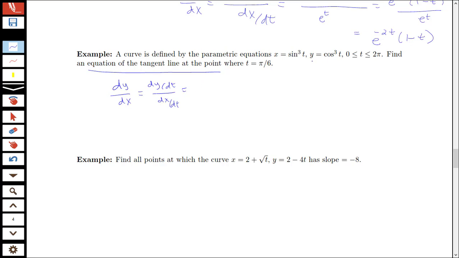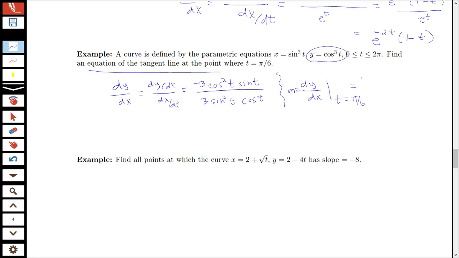My dy/dt is going to be the derivative of this cosine cubed, so I'm going to have to use the chain rule there. That's going to be 3 cosine squared t times the derivative of cosine t, which is negative sine t. This will be divided by my derivative of sine cubed t, so that's going to be 3 sine squared t times the derivative of sine t, which is cosine t. Okay, and then I'm going to need to know what the value of this derivative is here. So my slope m will be equal to dy/dx evaluated at my t value of pi over 6. So we're going to be plugging in pi over 6 here.